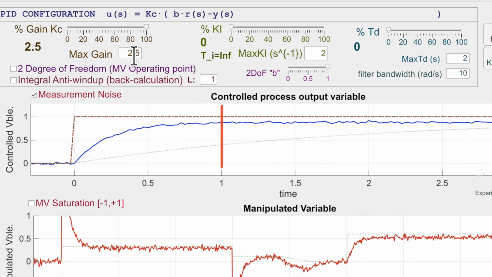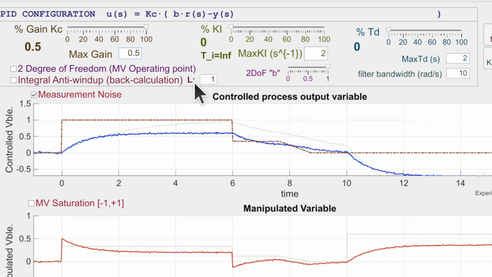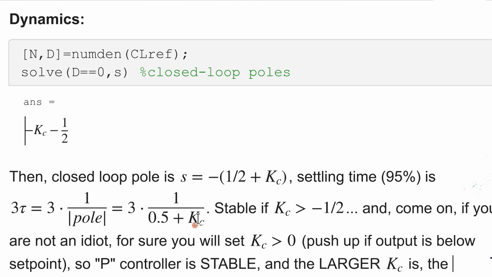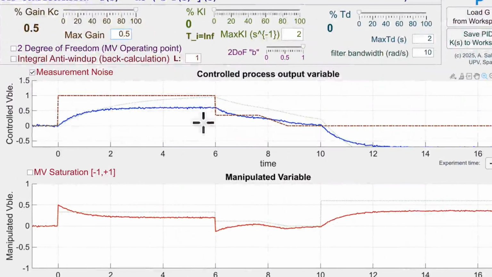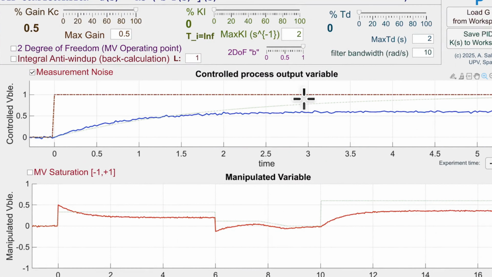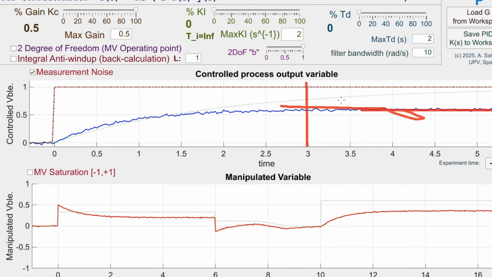Or let's say, if I now move Kc to 0.5, the pole will be at -1, settling time will be 3 seconds, and let's see, indeed, if I zoom in, we see that, yeah, final value is reached in 3 seconds. So this is the prediction of settling time, and simulations are run in accordance with the theory, of course.